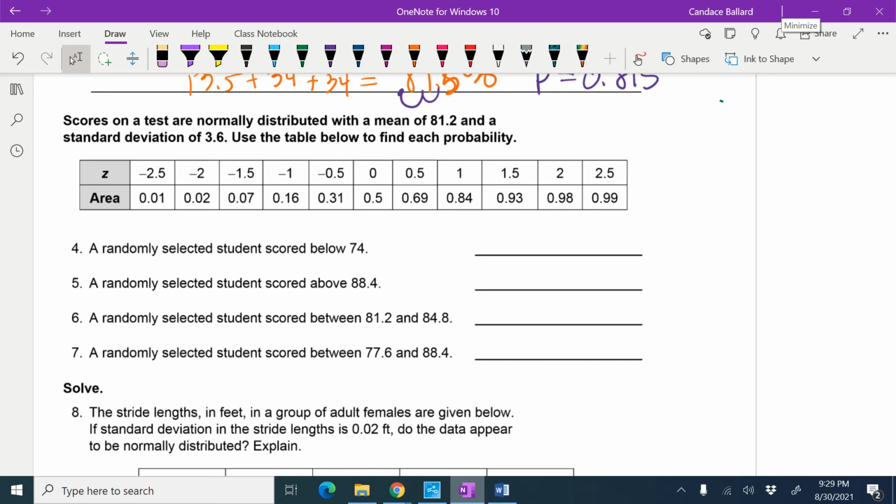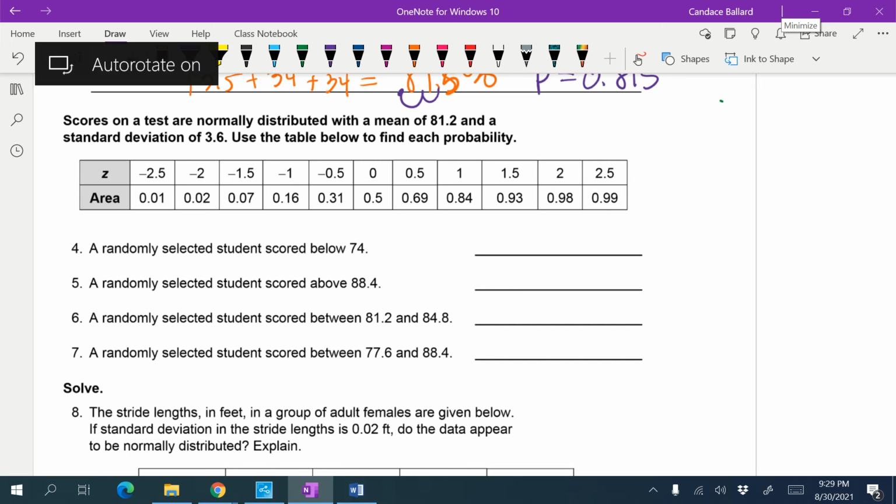In this video, we're going to talk about the normal distribution with z-scores. You typically know you have z-scores because they give you a chunk of the z-table to actually do the calculations. And if you were to draw your normal curve, the numbers that we are getting in here probably wouldn't match. Scores on a test are normally distributed with a mean of 81.2 and a standard deviation of 3.6. Use the table below to find each probability.